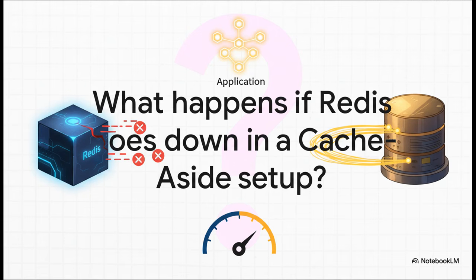So let me ask you, if Redis just goes down, what happens to your app? Think about it. The answer is, it gets slower, yeah, but it doesn't crash. Your application logic just bypasses the cache, goes straight to the database for every single request, and keeps on chugging. It's a brilliant example of why this cache-aside pattern is so resilient.